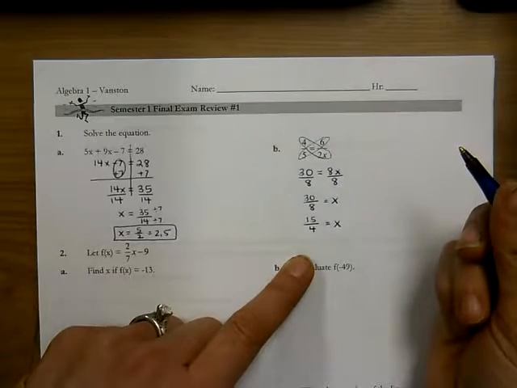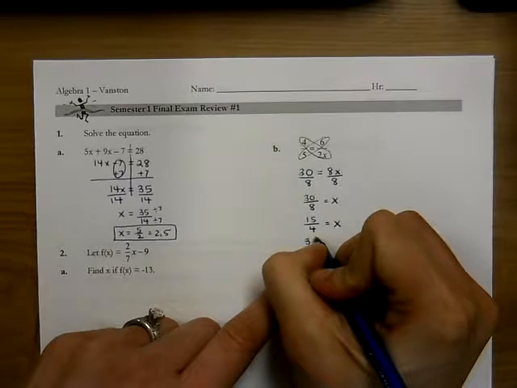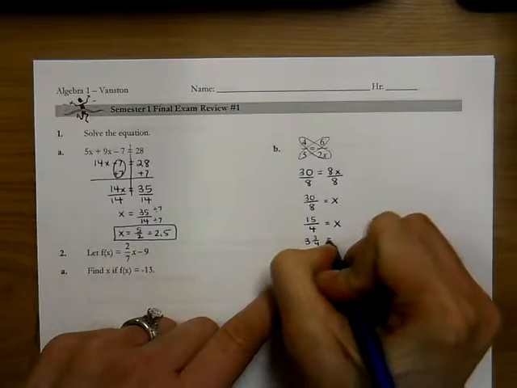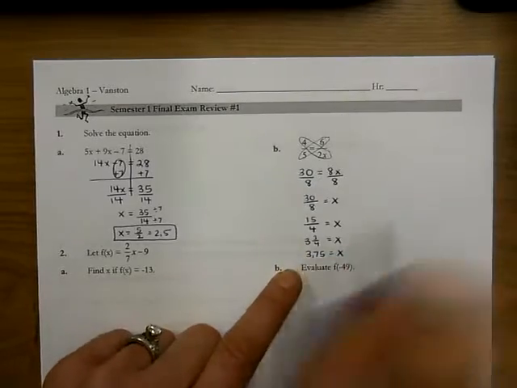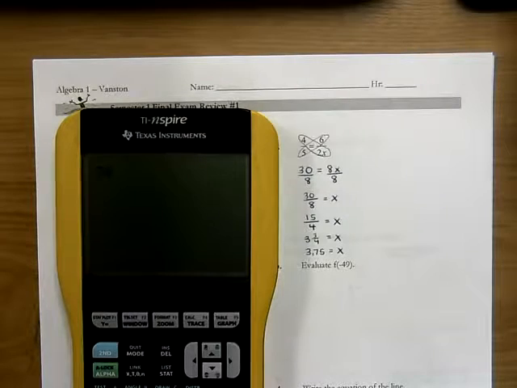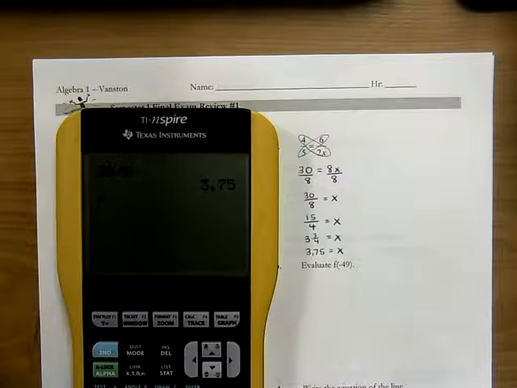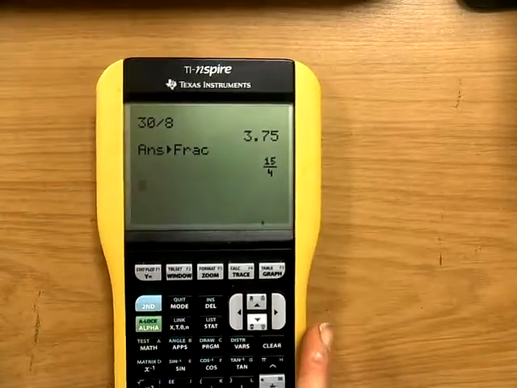Now I could write that as a mixed number, which would be 3 and 3 fourths, or as a decimal, 3.75. Either way, they're all equivalent. And again, if you had your graphing calculator, we could do 30 divided by 8. That gives you the decimal. Math, enter, enter, gives you the simplified fraction. Sorry, you can see that better here.